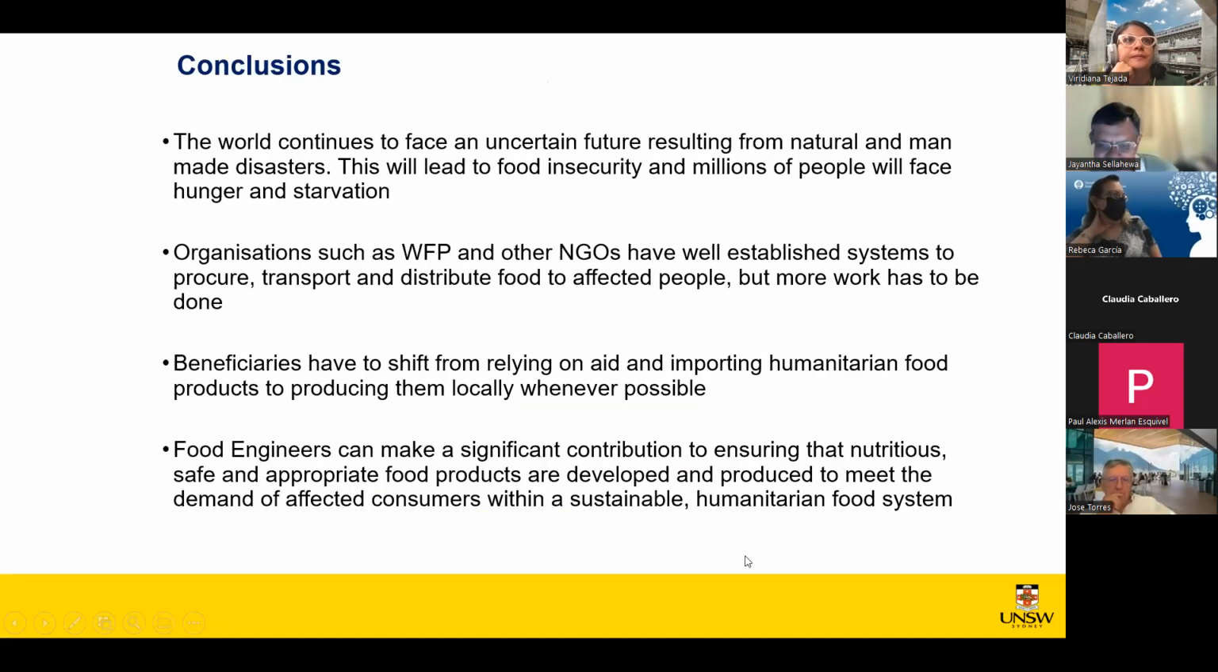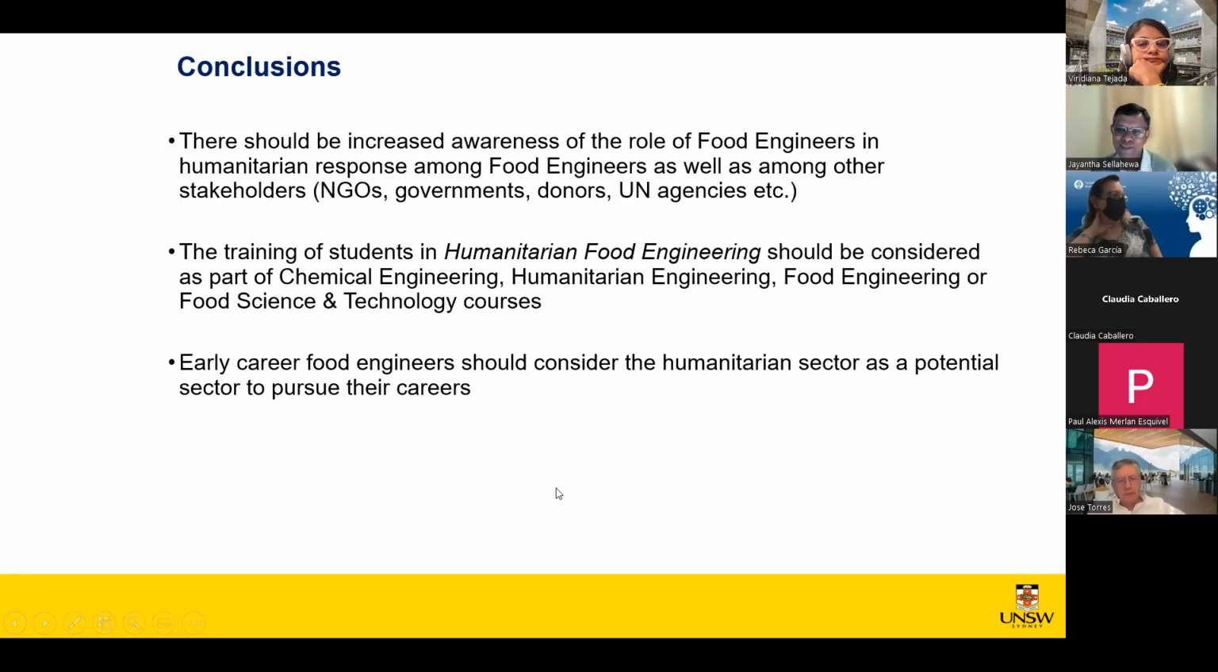So I'll conclude by just summarizing the key points I made. The world is reaching many, many uncertainties, which leads to humanitarian situations. More work could be done than is being done at the moment. We have to shift from relying on aid to being more self-sufficient. Food engineers can make a significant contribution to this area. We have to increase awareness of this area, both among food engineers, to think about this as a potential opportunity, but also among other stakeholders.